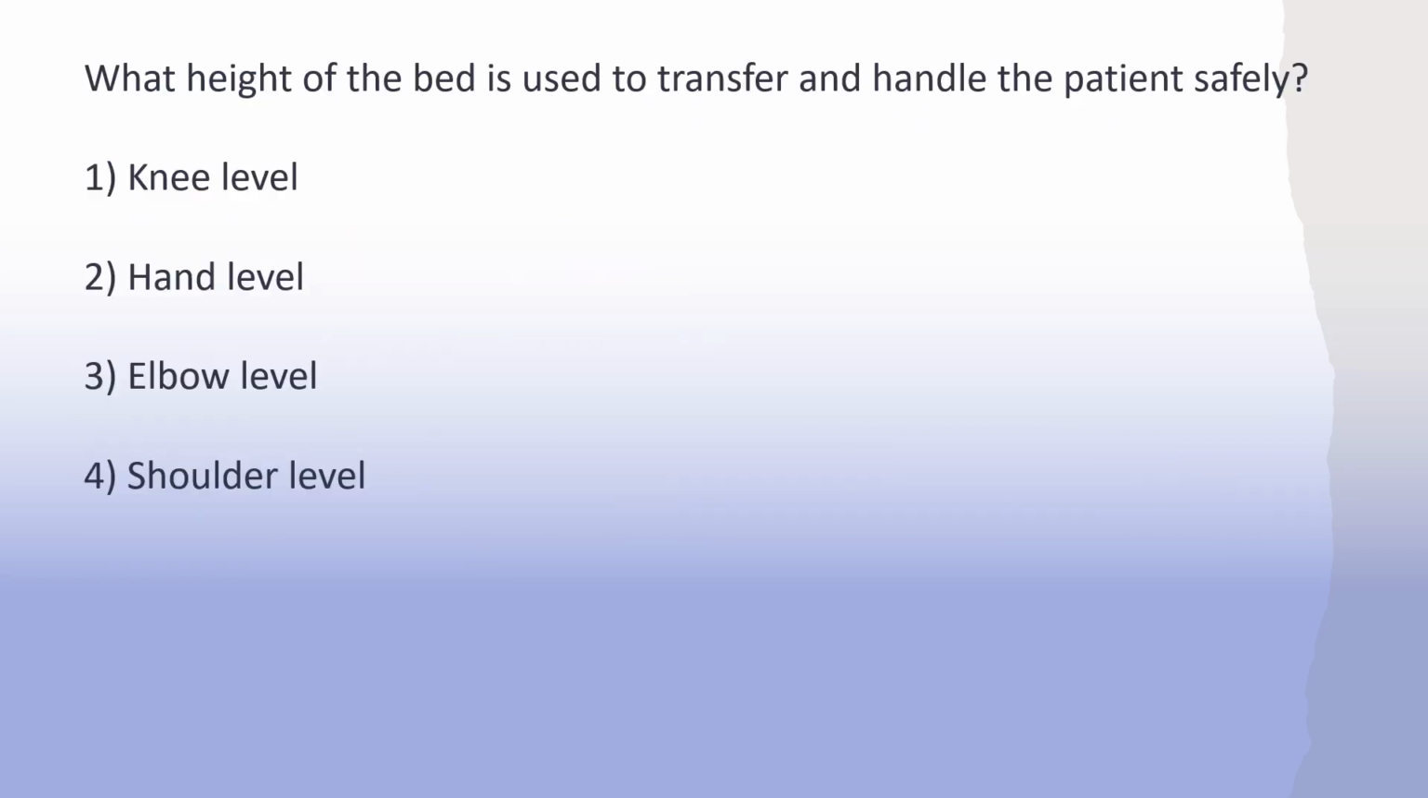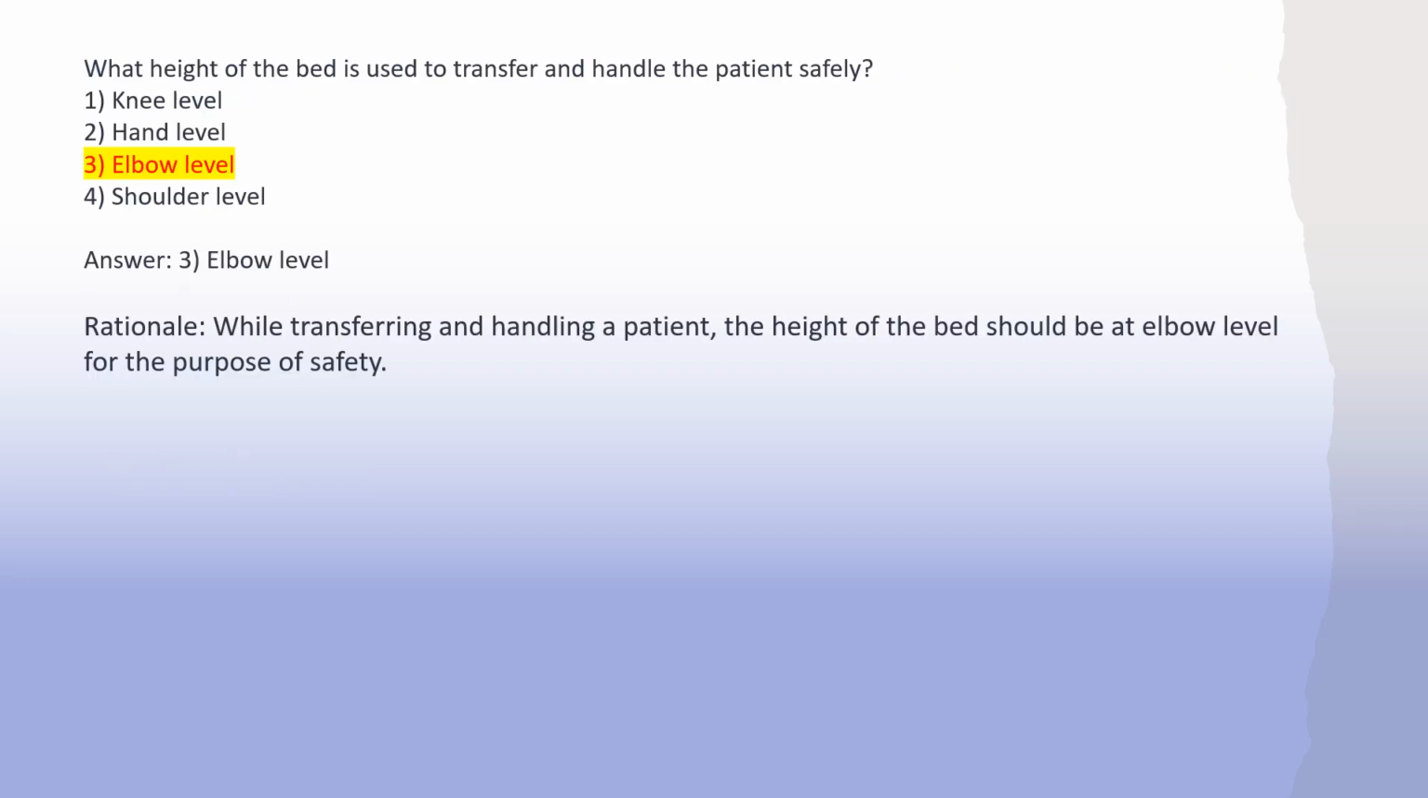What height of the bed is used to transfer and handle the patient safely? 1. Knee level. 2. Hand level. 3. Elbow level. 4. Shoulder level. Answer 3. Elbow level. Rationale: While transferring and handling a patient, the height of the bed should be at elbow level for the purpose of safety.